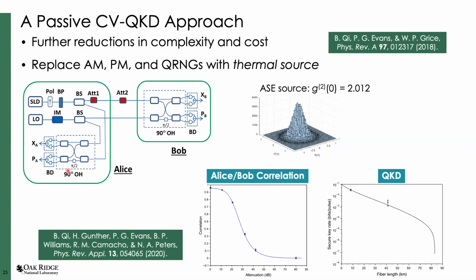And the reason why that's important is that it removes the complication of trying to get high performance modulators on chip. And so here's a little plot of the quadratures as measured from the source, and then we can look at this in terms of the correlation that Alice and Bob share as a function of the attenuation, and then we can translate that into expected quantum key distribution performance. So we're working on getting this implemented in chip right now.